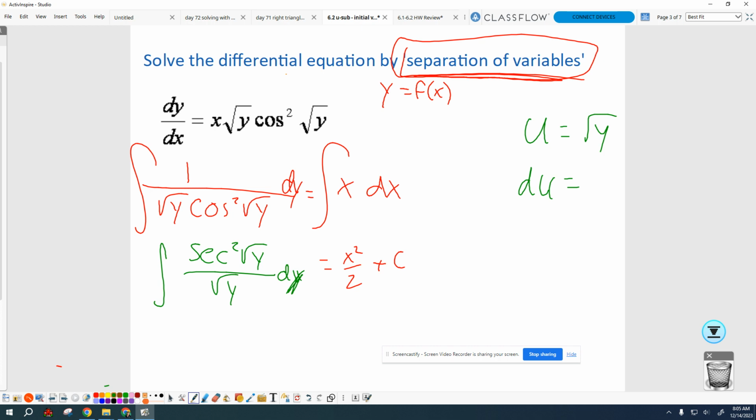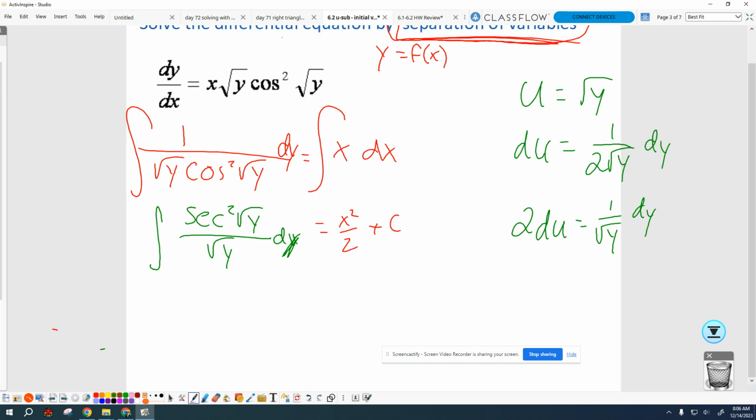Annie, what's the derivative of square root of y? One half times y to the negative one half. Multiply by the power, lower the power, and then multiply by the derivative of the stuff inside. Okay. So Sophie, how do I swap things out? She says dy over the square root of y is 2 du. And I wrote it as a fraction already, so I put a 1 under there.